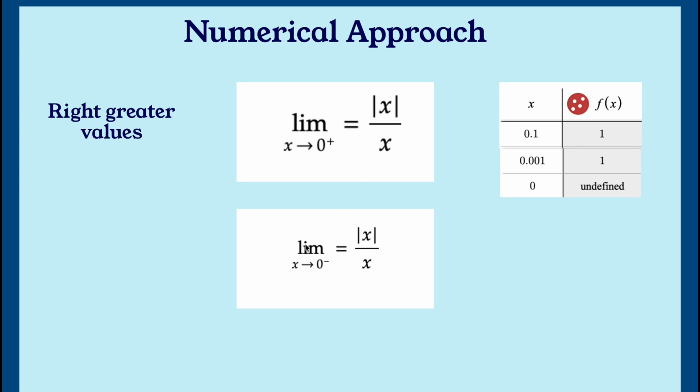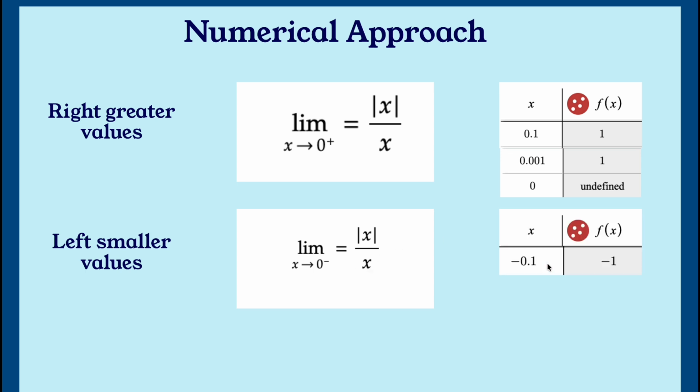Now, what if we are given the limit as x approaches 0 from the left of the absolute value of x divided by x? Well, left-hand limits mean we're going to choose values that are smaller than 0. And so I'm going to choose a value such as negative 0.1. So the absolute value of negative 0.1 divided by negative 0.1 is going to be negative 1, because the negative 0.1 in the numerator turns into a positive. If I plug in negative 0.01, I'm going to get negative 1 again. And then when I plug in 0, I again get an undefined value.